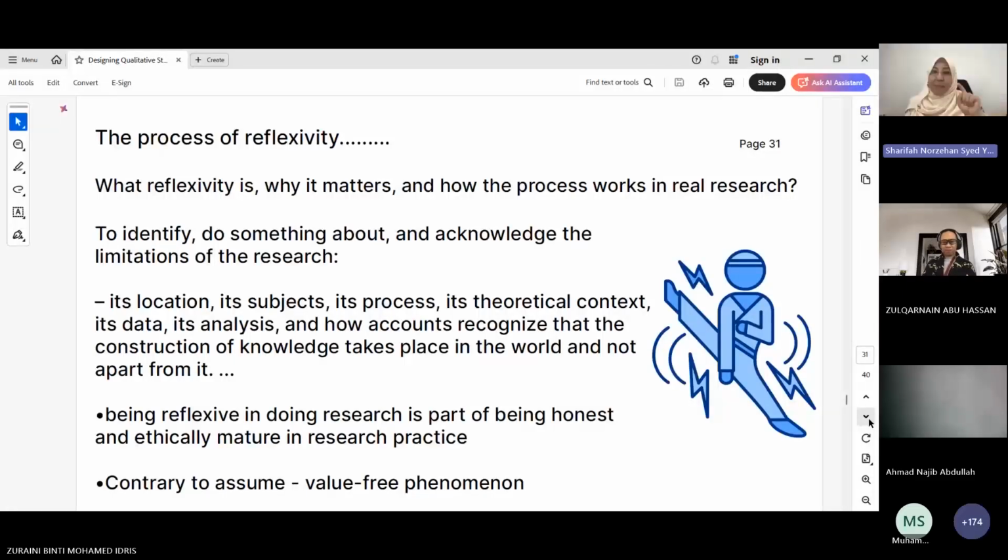Because remember, in qualitative research, the analysis is being done by the researcher. You are the tool. Okay, it's not any other statistical tool. You are the tool. And that's why just now I said that you have to detach yourself from your participants so that you are not biased. And your write-up will only be based on your participants' answers, not from your perception.